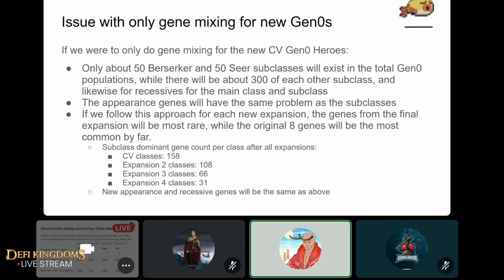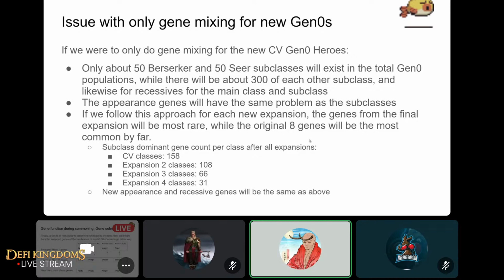And that also applies to appearance genes. If we were to continue this approach, we do have plans to have 3 more expansions in the future. If we were to use this same approach with only mixing the genes together for the new Gen Zeros, as you go forward in time, we end up making the new genes, which are basic genes, more and more rare. By the end, after all expansions are out, we'd have around 158 on average of the Crystal Veil subclass genes, and going all the way down to expansion 4, you'd only have 31.